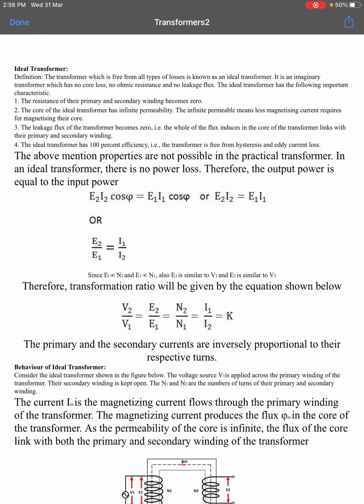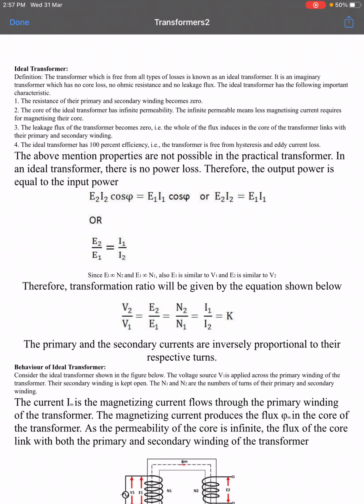What are the losses in the practical case? Generally we have core losses as well as copper losses. In core loss we get hysteresis as well as eddy current loss. Copper losses are the I square R losses. The ideal transformer is free from all types of losses, so we have zero losses and automatically get good efficiency, approximately 100% efficiency.